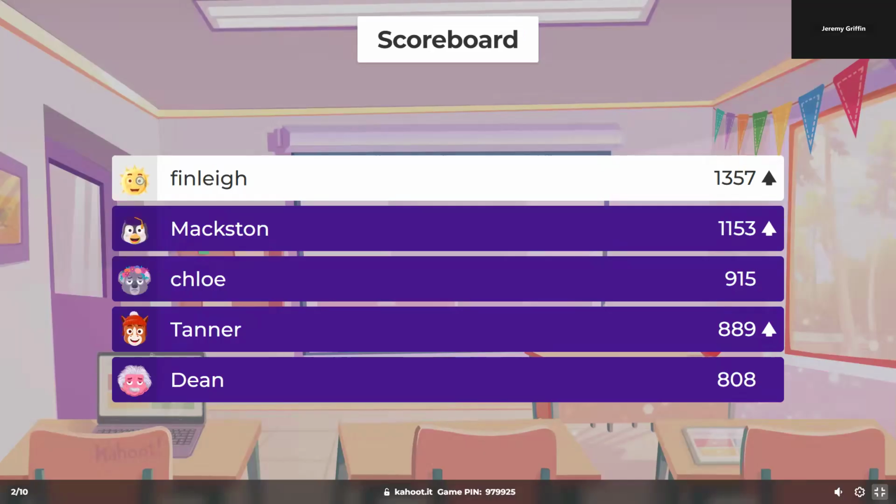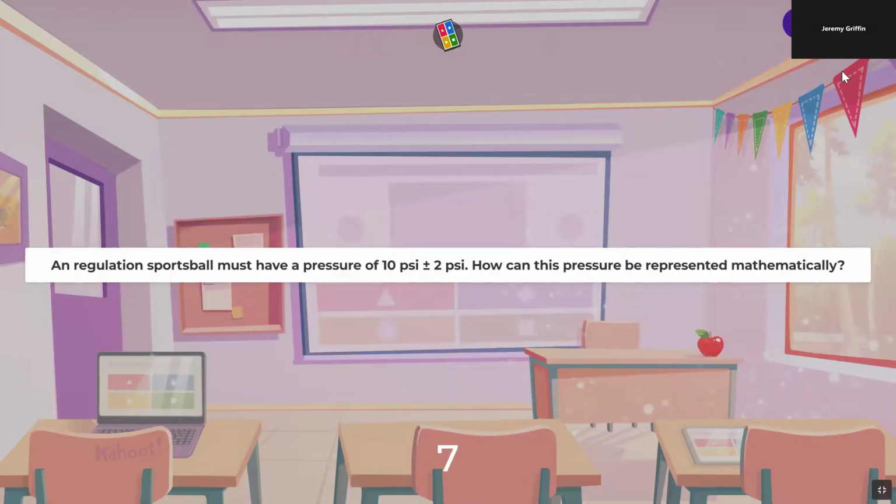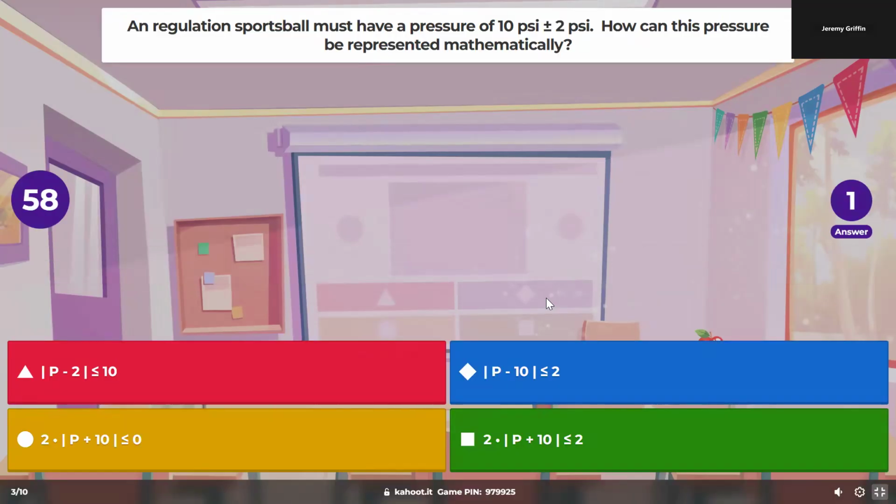I got Dean, Tanner, Chloe, Maxton, Finley. A regulation sports ball must have a pressure of 10 pounds per square inch, plus or minus 2 pounds per square inch. How can this be represented mathematically?